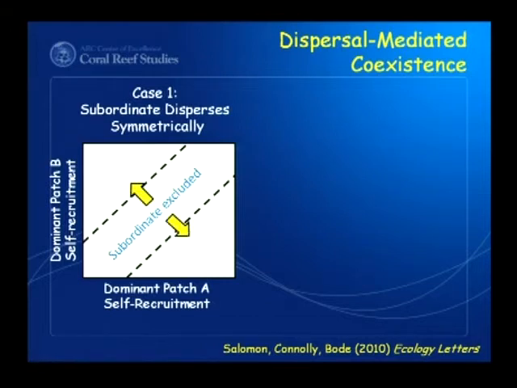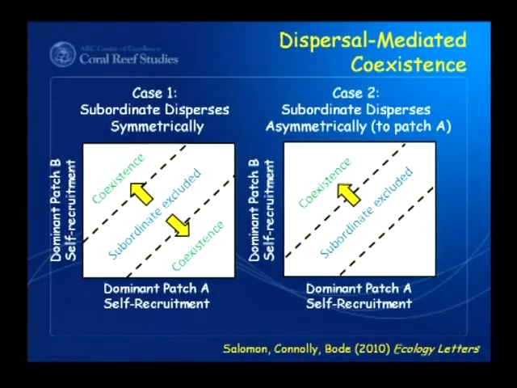But if we allow for spatial asymmetries in dispersal, then it becomes easier and easier for the competitive subordinate to persist. And so we end up with both species able to coexist. If we consider another case where the subordinate disperses asymmetrically, in this case to patch A, again, if the dominant disperses close to symmetrically, it competitively excludes the subordinate in keeping with existing theory. If we allow for asymmetric dispersal of the dominant to patch B, then coexistence is easier. That kind of makes sense.